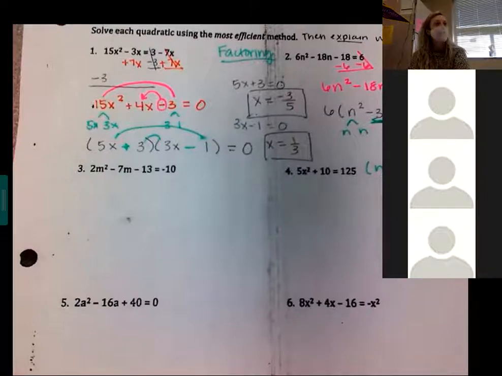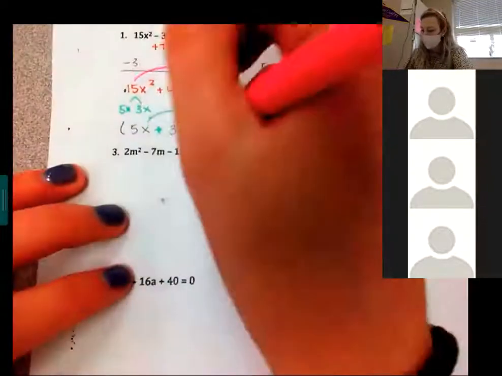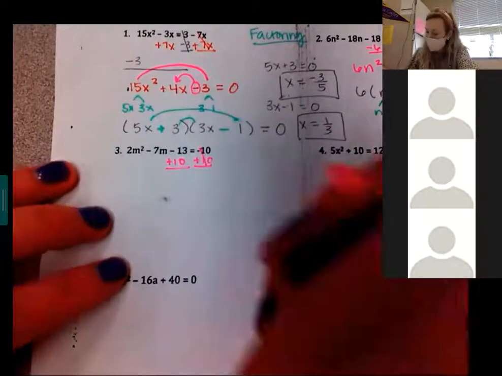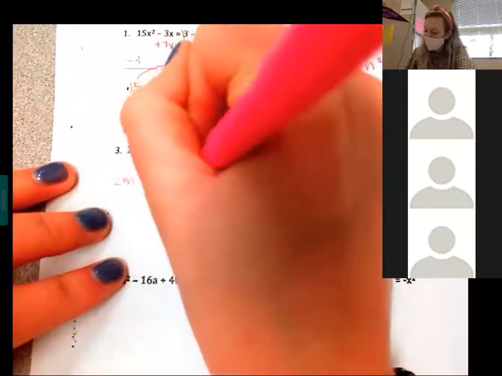What do you always do first to solve a quadratic? Set it equal to 0. So I'm gonna add the 10 over. So what is that gonna give me on the left? 2m squared minus 7m minus 3. Okay.